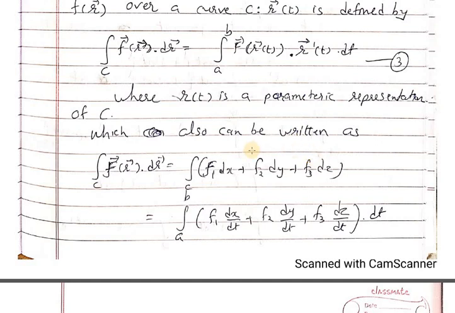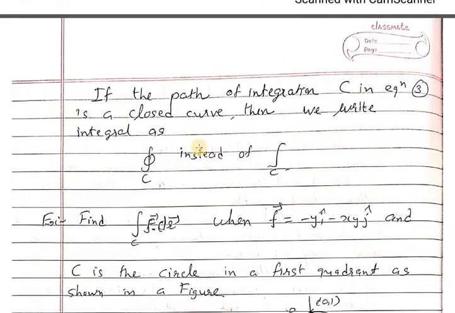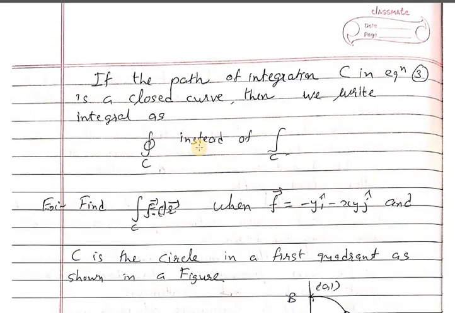But here we have not written it in any one variable form. That's why we are simply writing integration along C, or you can write the integration from capital A to capital B. And the last thing is, if our curve is a closed curve, then the integration is called a closed integration, and we are going to write the closed integration by this symbol, closed integration over a curve C.